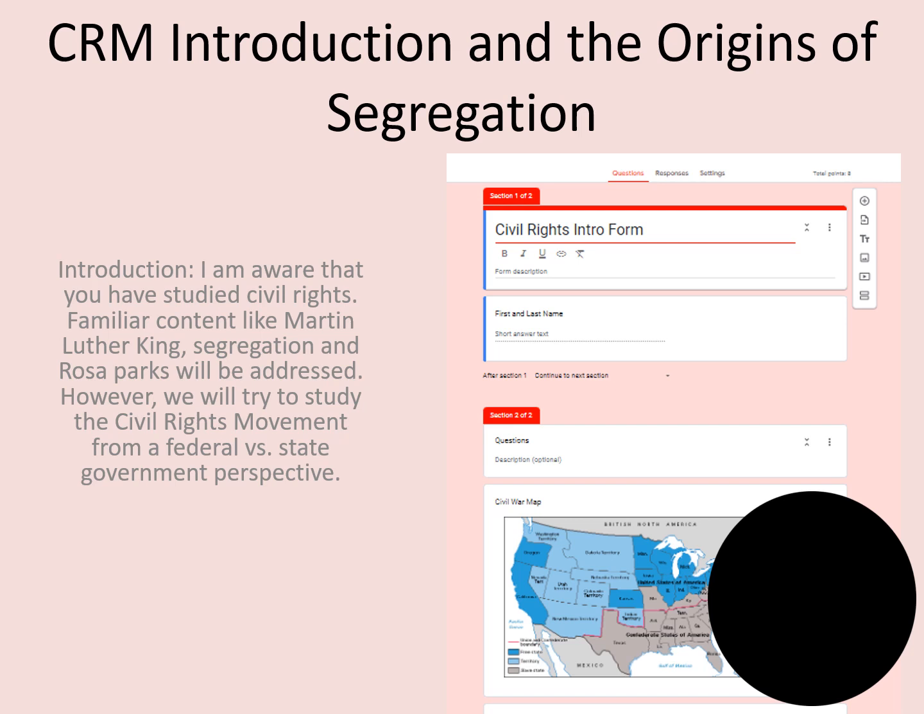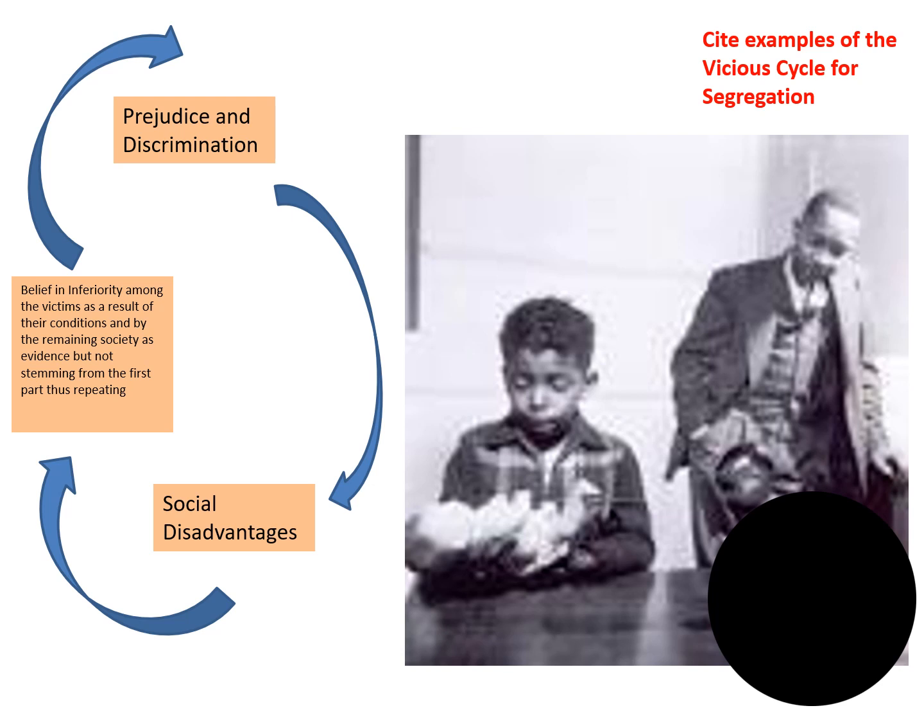This is the introduction to the civil rights movement. You have to first complete this assignment here, which is going to reference issues from the 1870s. I'm going to first look at this social model, which looks at the vicious cycle. And the vicious cycle usually starts out with prejudice, discrimination.